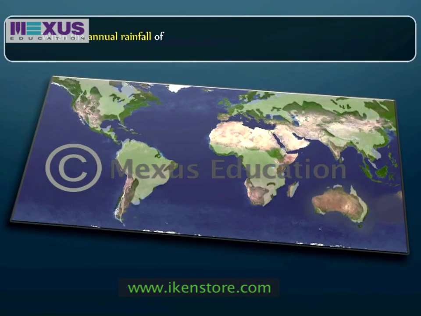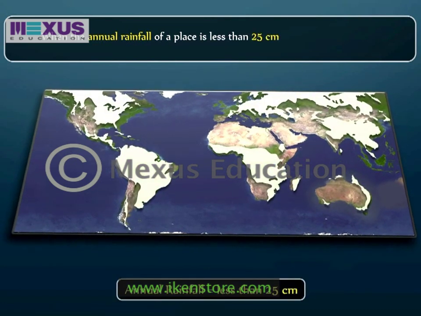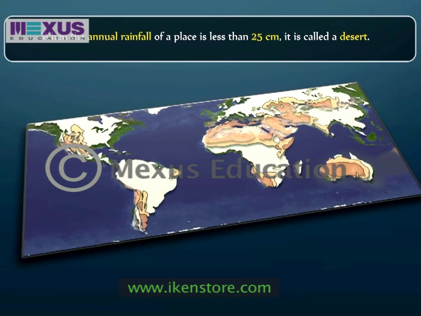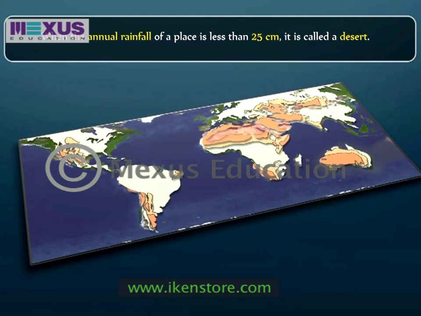When the annual rainfall of a place is less than 25 centimeters, it is called a desert. There are many regions in the world that are identified as deserts.